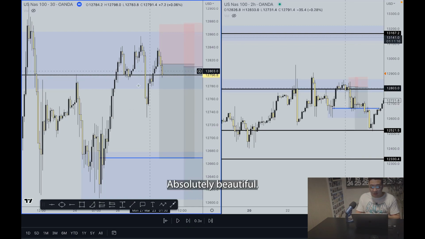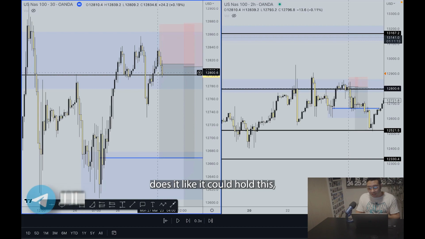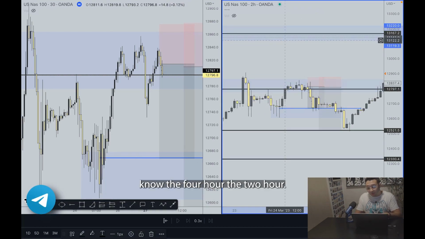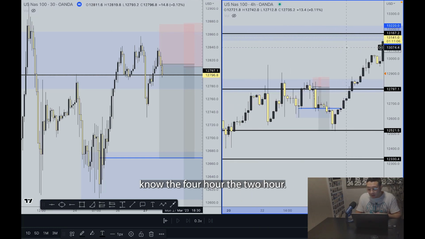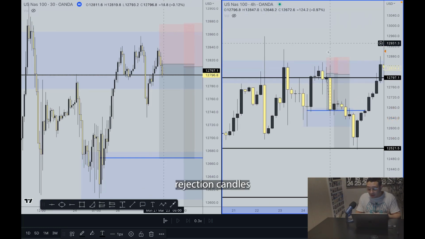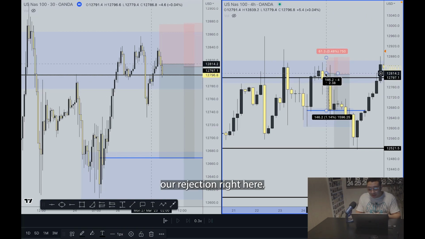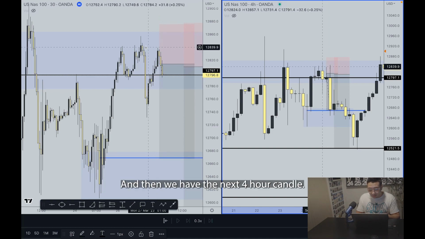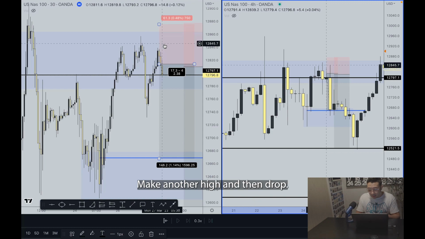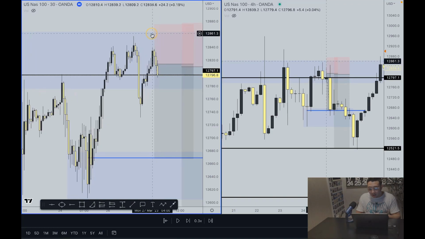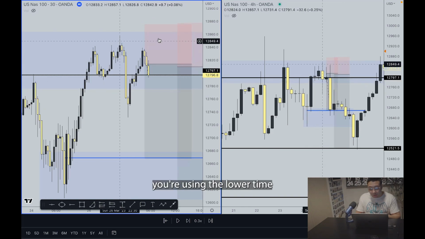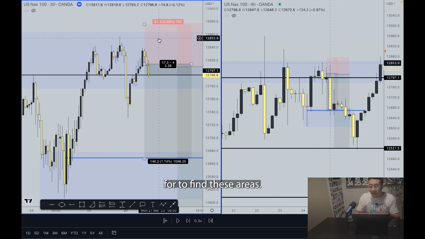Absolutely beautiful. Now, price does look like it could hold this, but based on the higher time frame on our right-hand side, we can go to the 4-hour, the 2-hour. When you're seeing those type of rejection candles, you can see here on the 4-hour, rejection right here, which is the high. This is that candle right here. And then we have the next 4-hour candle make another high and then drop, right? Made a strong wick rejection. That's what you need to see. That's your entry point. You're using the lower time frame to find these areas.